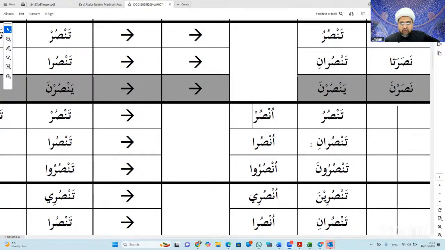And in the dual form, the noon with a kasra has been removed when we make the command. And in the plural masculine, the noon with a fatha for the plural masculine is dropped. Once we remove the noon, we bring an alif instead. So it becomes unsur, unsura, unsuru.